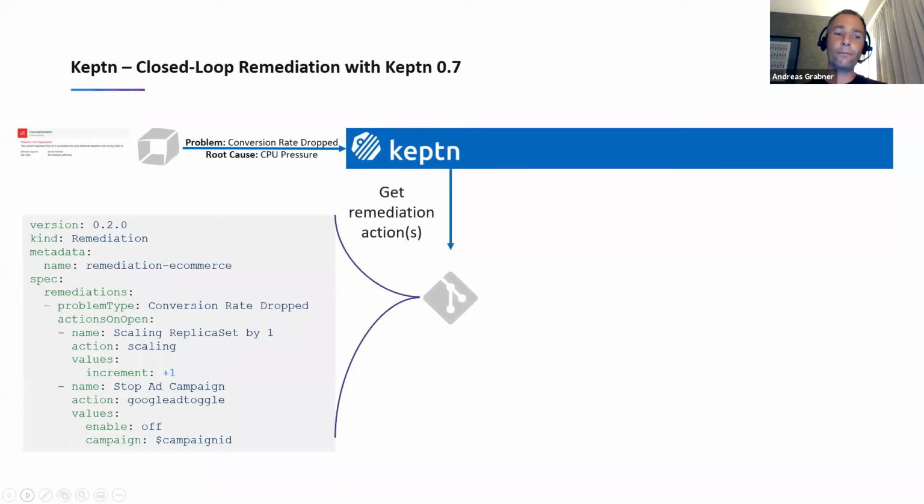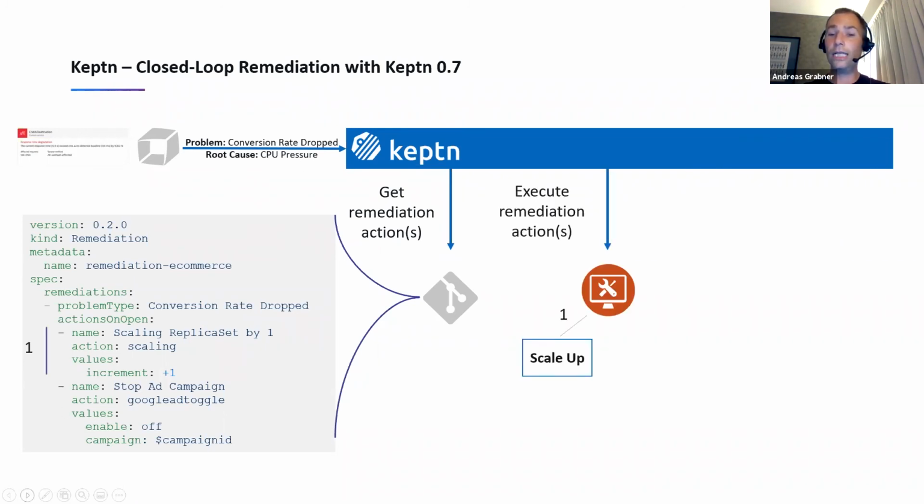And then in Captain, similar to what you saw earlier with my delivery pipeline definition, with my dev, staging, and prod, and the different actions, Captain defines the remediation process or workflow through a so-called remediation file, like you can see here. That means it maps to a problem, and then it specifies actions. Actions are, again, things where Captain triggers an event, and then you need an action provider that can actually execute that action. In this case, conversion rate dropped because of CPU pressure. Then the first action could be scaling up.